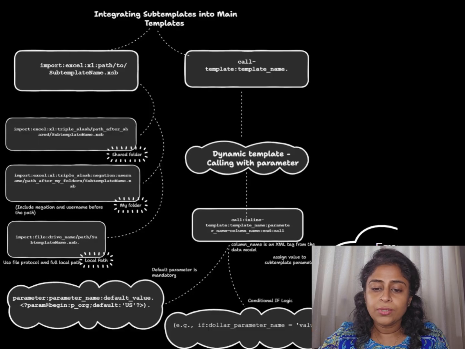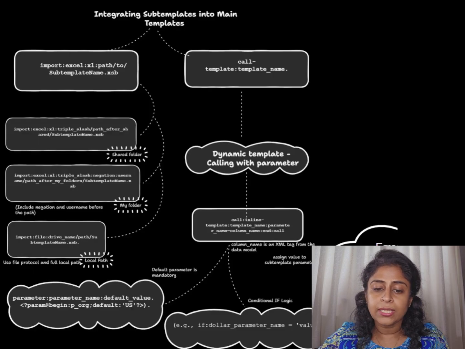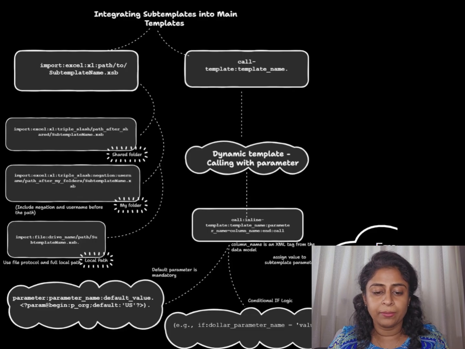Next, let's look into using subtemplates for conditional display of elements like logos. Your subtemplate must define parameters using this syntax: param, parameter name, default value. A default value is mandatory. Now, we can use conditional logic. Inside your subtemplate, you use an if condition to display different elements based on the parameter's assigned value. This creates a branching logic within your subtemplate.